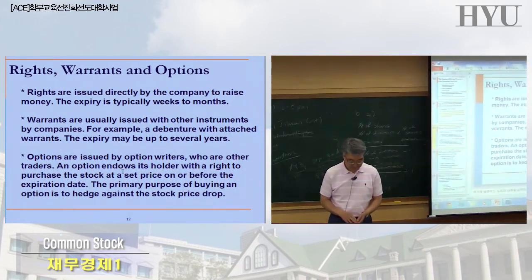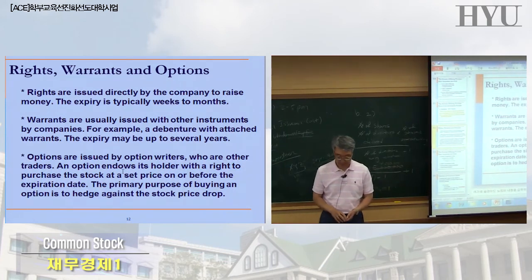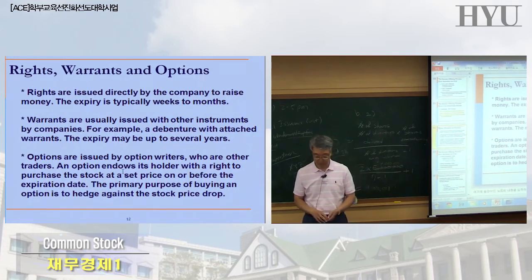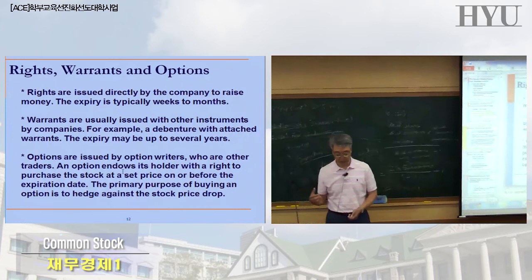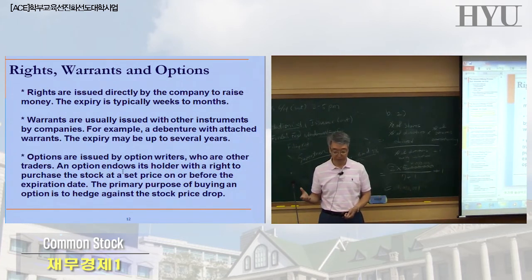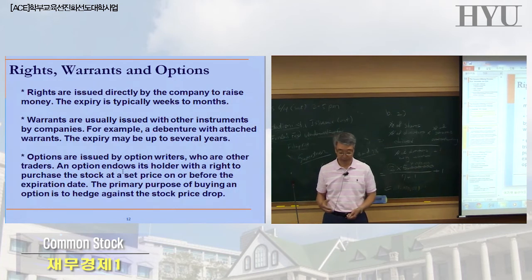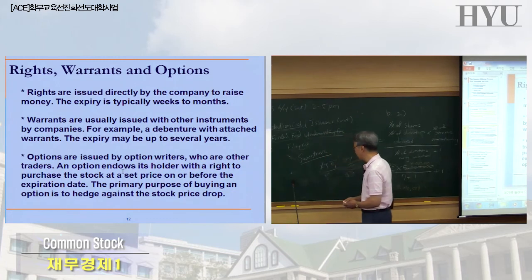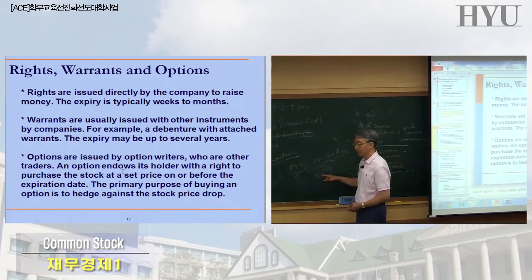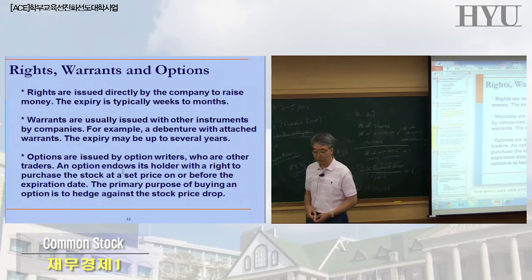The options are issued by option writers. So the difference between warrants and options is this: warrants are issued by the company itself, but options are issued by option writers for other traders. So if you purchase an option, then you have a right to purchase stock at a certain price within a certain time limit, before the expiration date. There can be 3 months options, 6 months options, and so on.